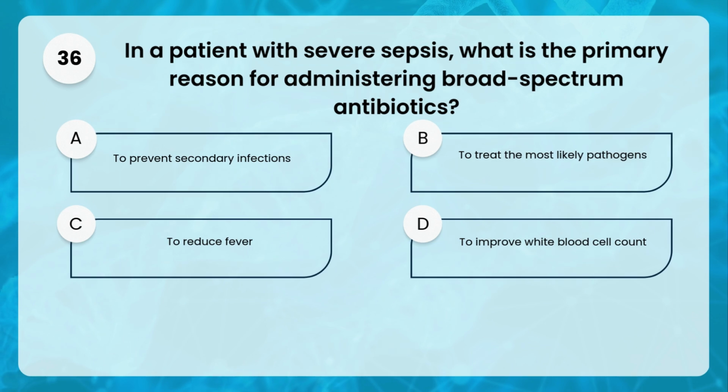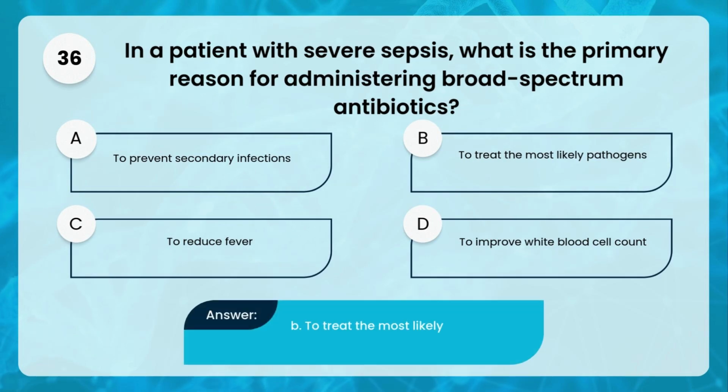36. In a patient with severe sepsis, what is the primary reason for administering broad-spectrum antibiotics? A. To prevent secondary infections, B. To treat the most likely pathogens, C. To reduce fever, D. To improve white blood cell count. The answer is B. To treat the most likely pathogens.